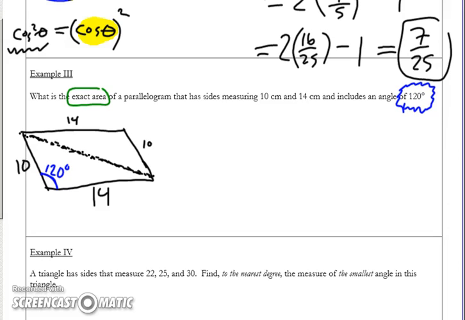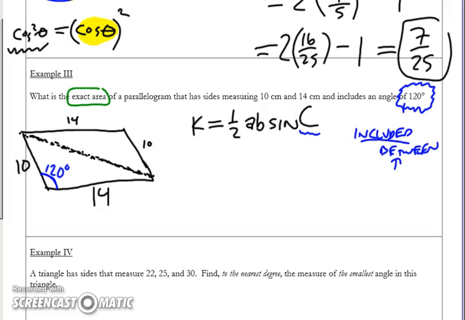The formula for area of a triangle is K is equal to 1/2 AB, which are going to represent the two sides we know, times sine of C. And the important thing to remember is this angle is the one included, has to be the one included between the two sides. And is that what we have in this case? It is indeed. The 120 degrees is included, meaning wedged between those two sides. So we can apply the formula.